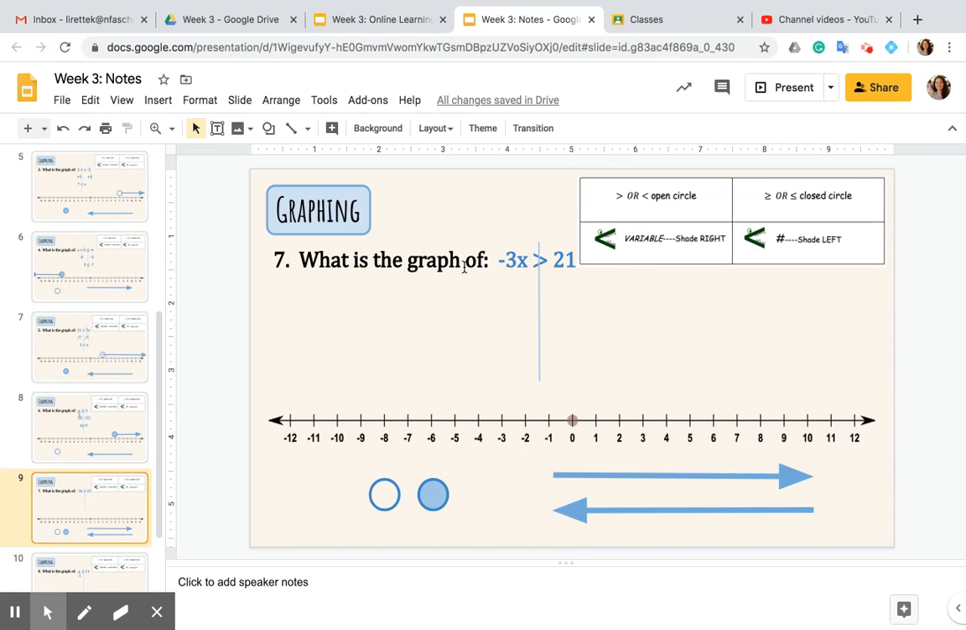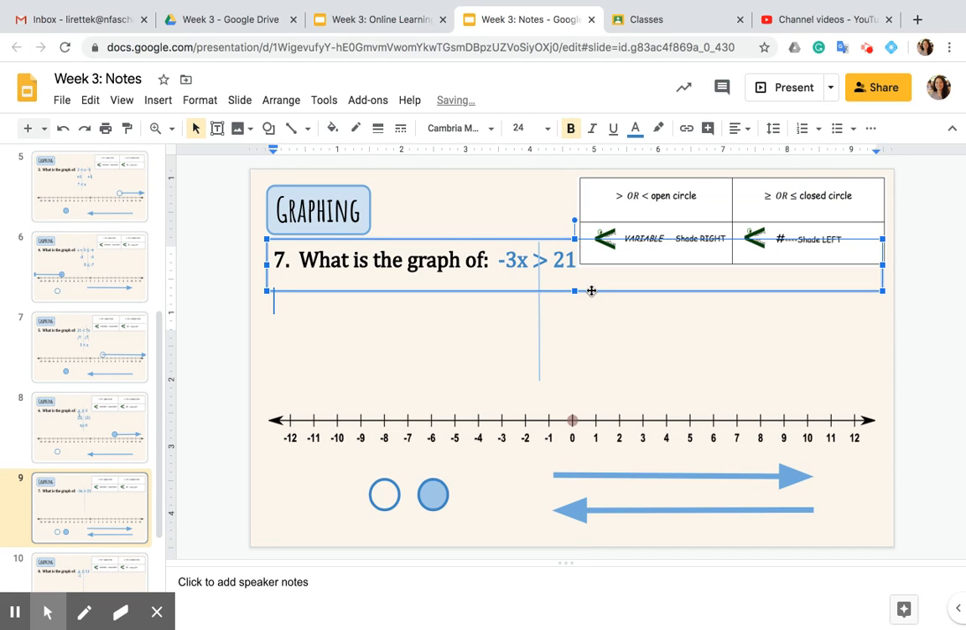All right. What is the graph of negative 3x is greater than 21? Okay, so again, there's a minus sign, but this number's touching the variable. This means multiplication. The inverse of multiplying is to divide. So I gotta divide both sides by negative 3. Divide by negative 3. All right, pump the brakes here. You see how we divided by a negative?